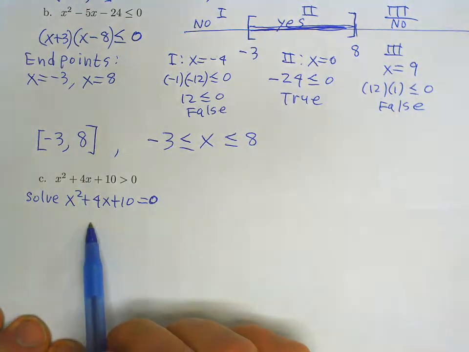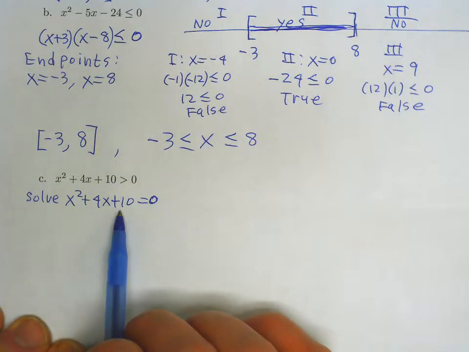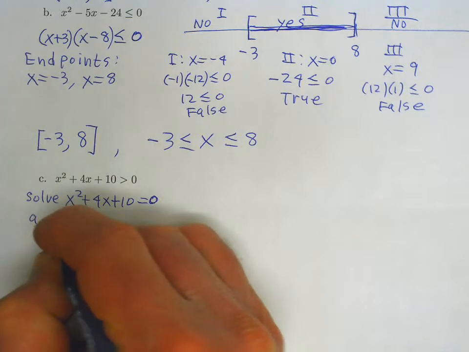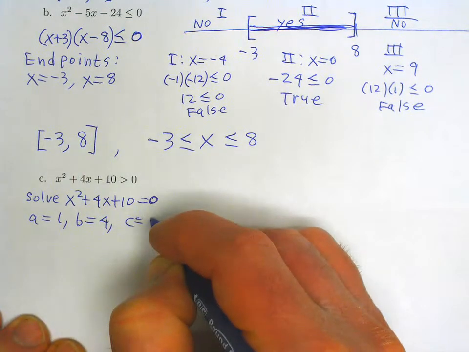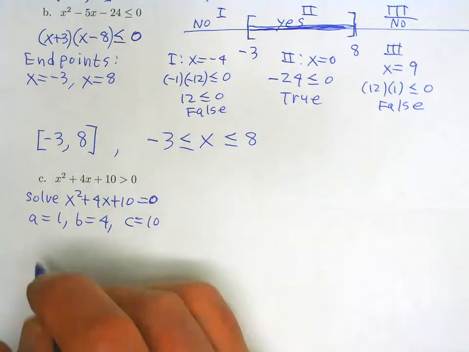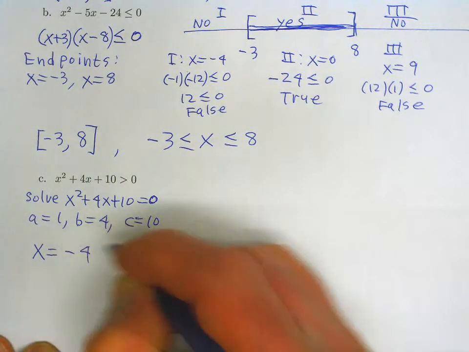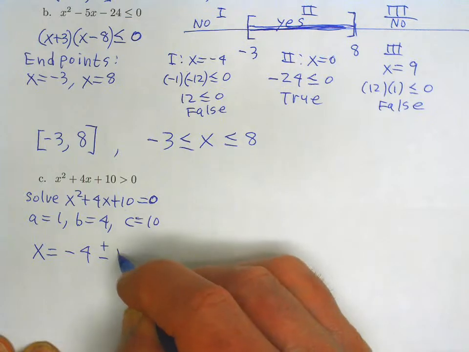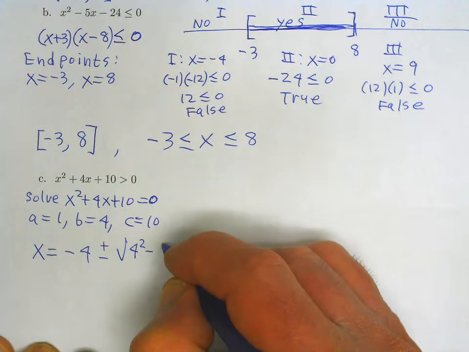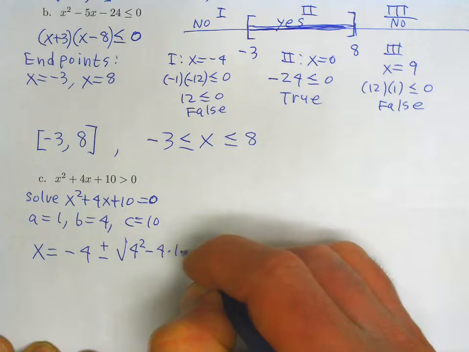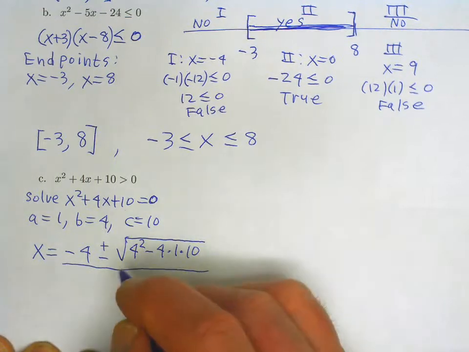So we can use the quadratic formula with a equals 1, b equals 4, and c equals 10. So I'll make a note of that. a equals 1, b is 4, c is 10. So the solutions, x equals -4 plus and minus the square root of 4 squared minus 4 times 1 times 10, all divided by 2 times 1.